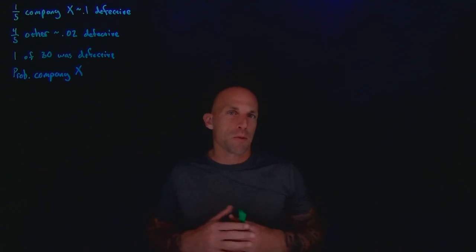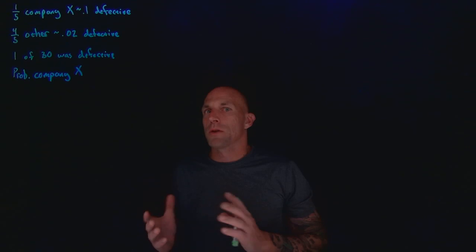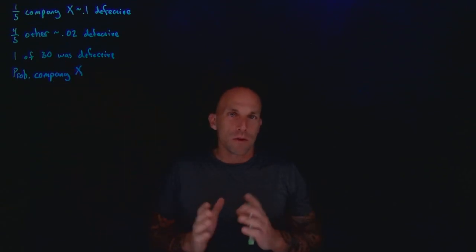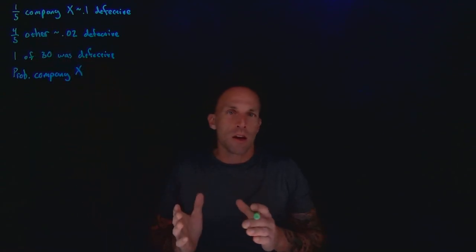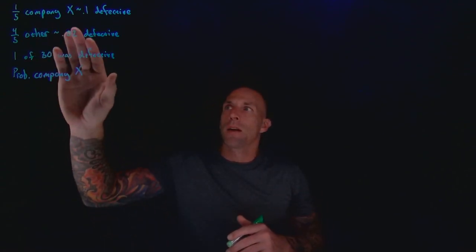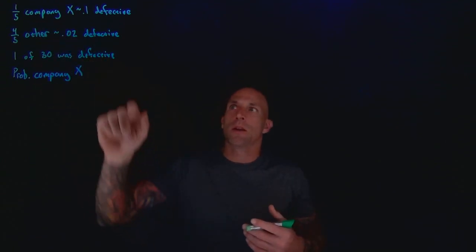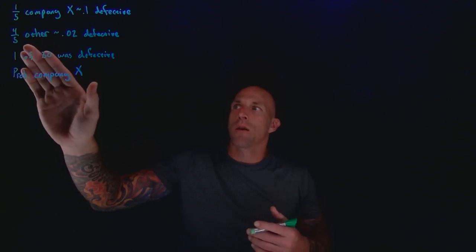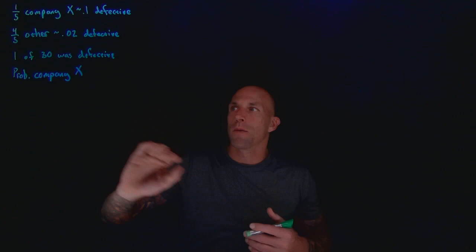All right, this is problem number 27. Again, it's Bayes' theorem, but it's a much more challenging Bayes' theorem problem because our conditional statement is a binomial distribution. So we're told that we've got a flu vaccine coming from different companies, and company X delivers 1/5, or 20%, of the vaccine at a rate of 10% defective. The remainder of the vaccines come from other companies, and they are at a 2% defective rate.